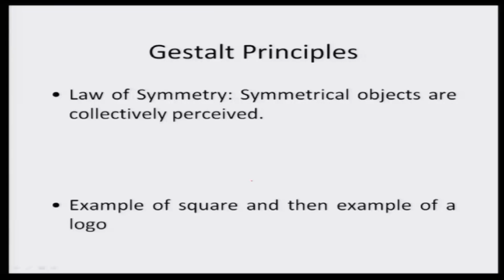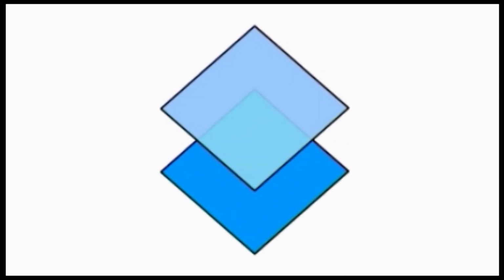The next Gestalt principle is the law of symmetry. We have been talking about symmetrical objects from when we began our discussion on pragnanz. The law of symmetry says that symmetrical objects will always be collectively perceived. Let us take the example of these squares, and then we will also move to an example taking again a logo into account. Look at the sky blue square and the blue square dropping out of it. This overlap helps you see another square.